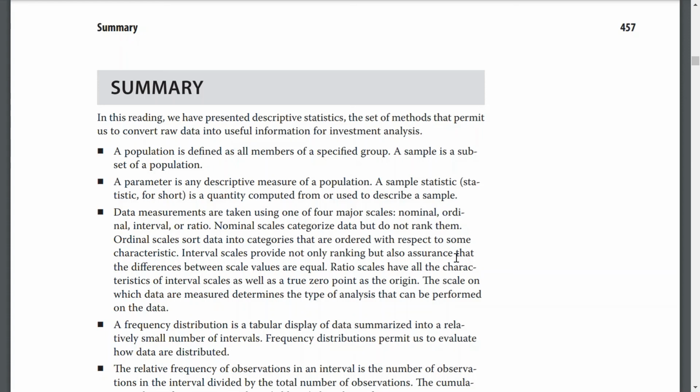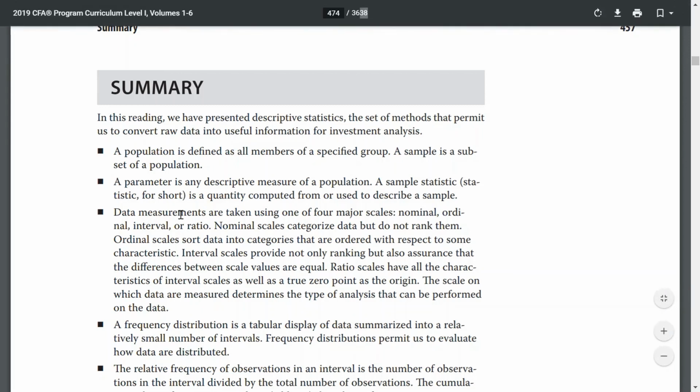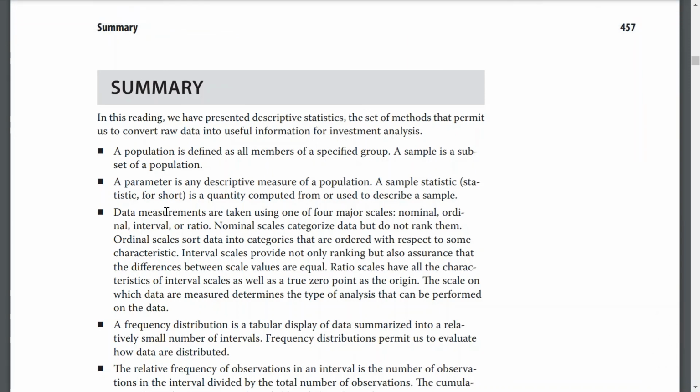A population is defined as all members of a specific group. A sample is a subset of the population. A parameter is any descriptive measure of a population. A sample statistic, or statistic for short, is a quantity computed from or used to describe a sample.